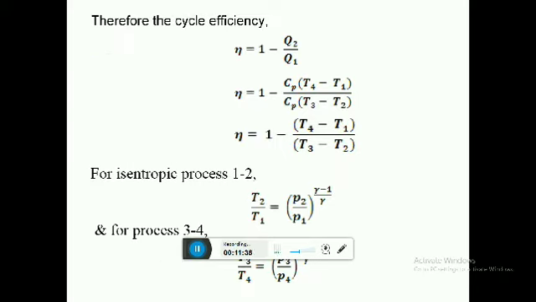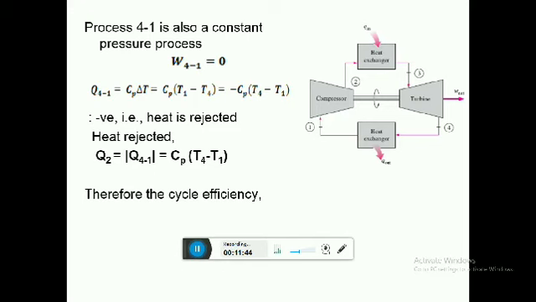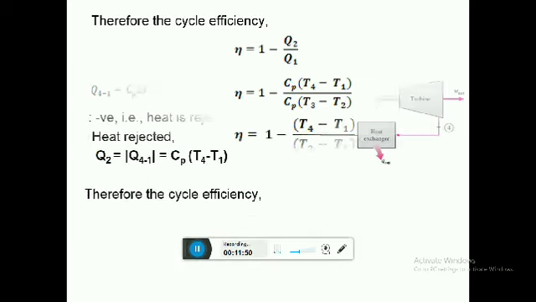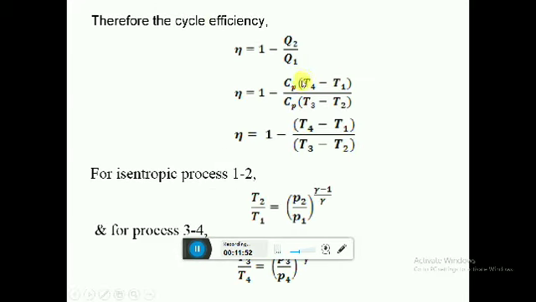Q2 is equal to, from earlier diagrams, Q2 is Cp into T4 minus T1. Q1 is what? Cp into T3 minus T2. So we substitute Q2 and Q1, Cp into T4 minus T1, T3 minus T2. Because specific heat is the same, Cp gets cancelled. What remains is T4 minus T1 over T3 minus T2.